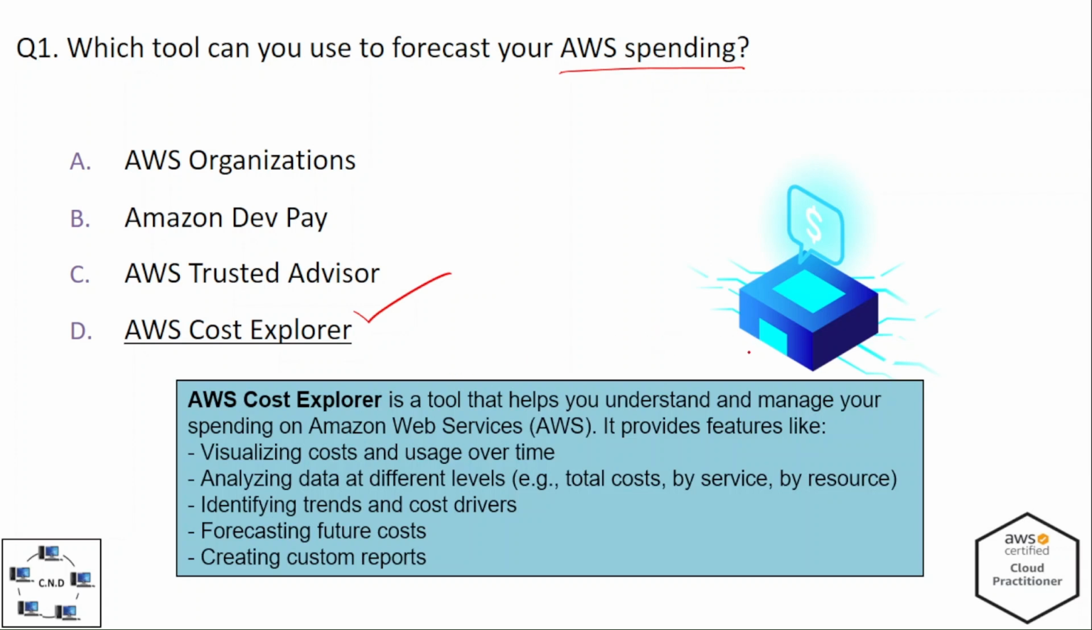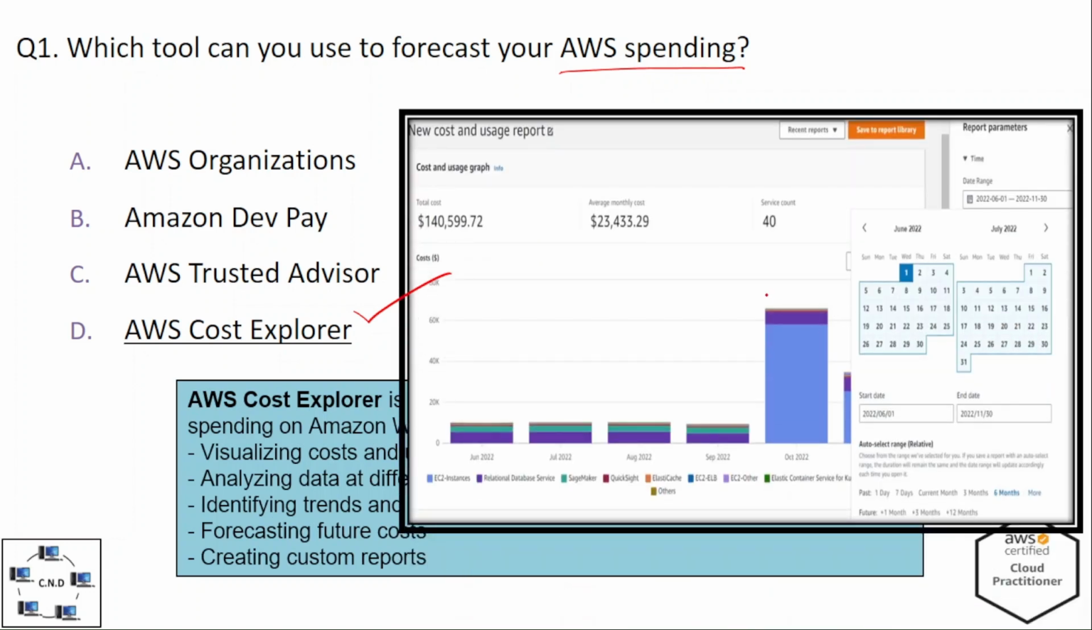And this is basically a visual. Let me display a visual of the AWS Cost Explorer. Here you can see your spending, and you can also calculate your future forecast. Let's move forward to the next question.